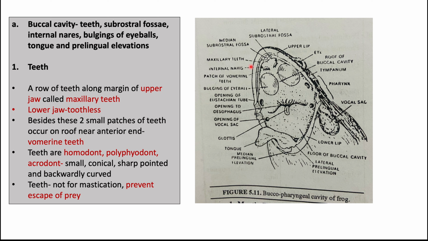Now besides these maxillary teeth, there are two small patches of teeth which are known as vomerine teeth. Here we can see, look at this. This is the first patch, this is the second patch. So these are the vomerine teeth. Now, the type of teeth.